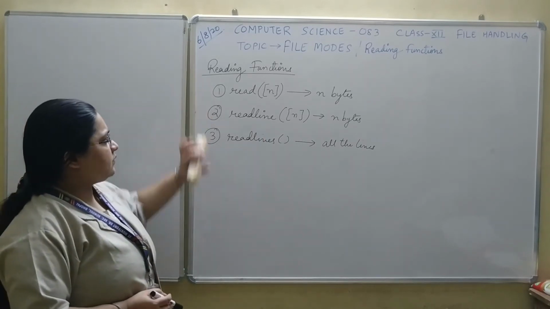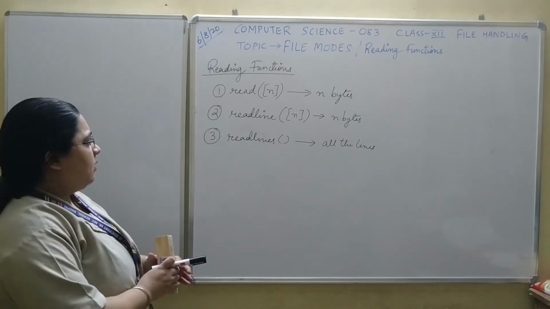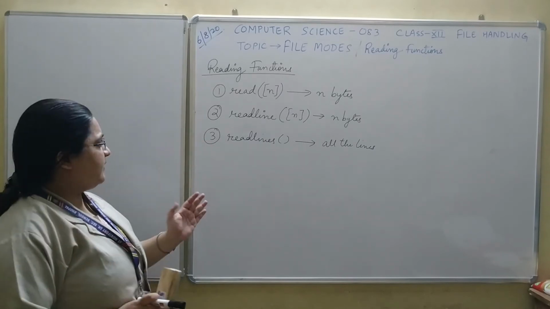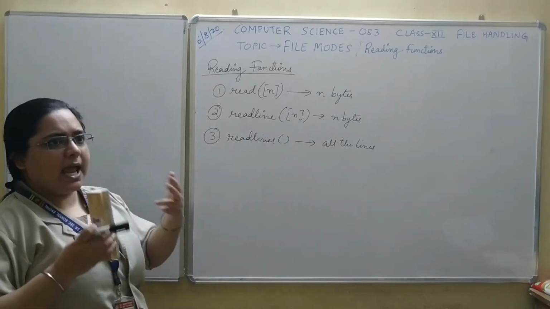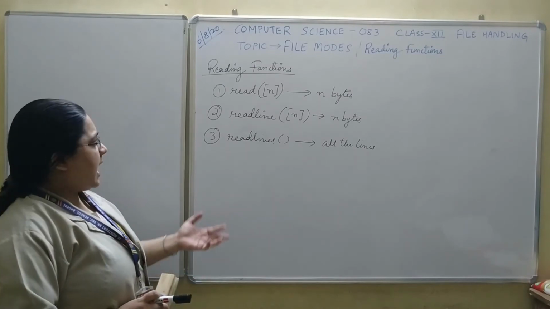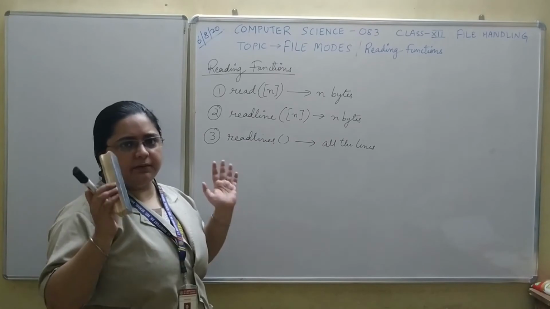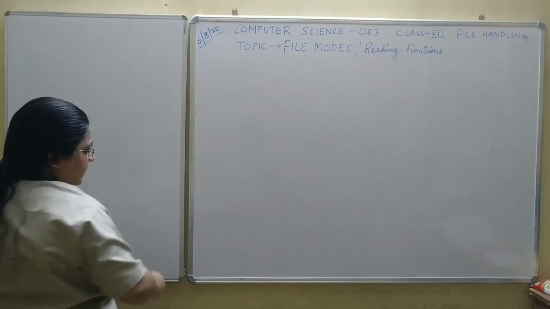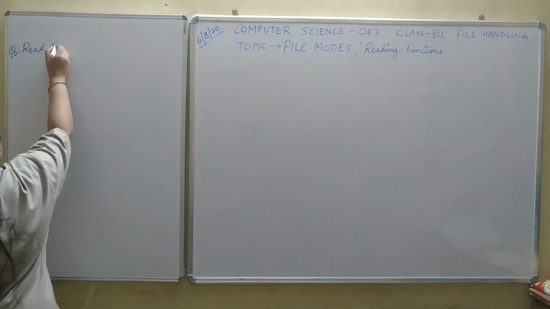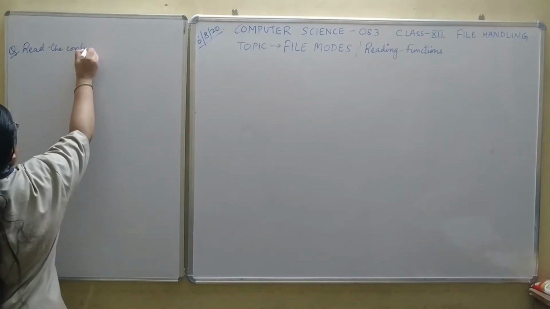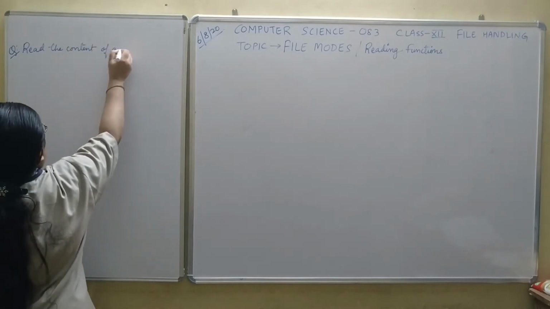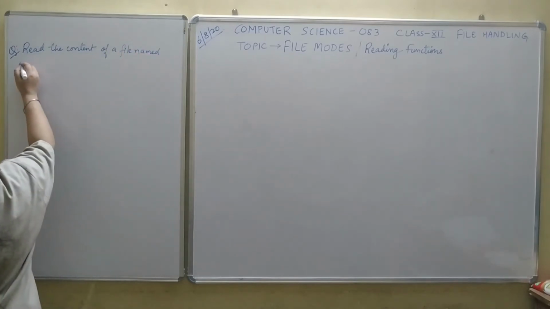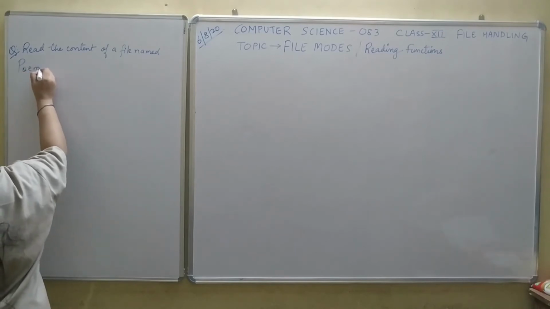We will start with the first one, that is read n. So when I say read n, what it signifies? It signifies read n bytes from your file, and if n is not provided, read everything from the file. So we will start with this. So suppose I have a question over here. The question is, read the content of a file named poem.txt.